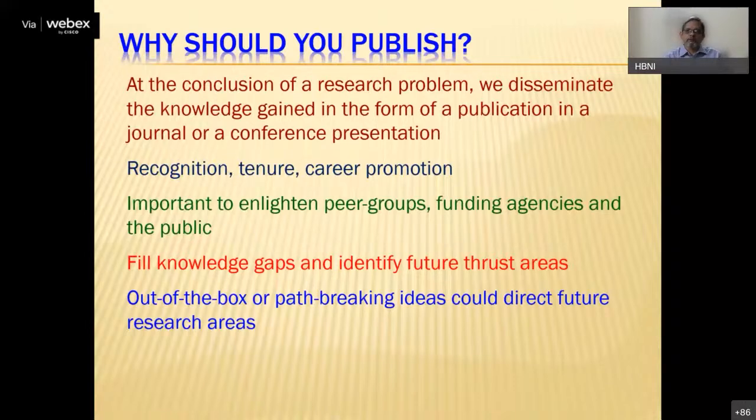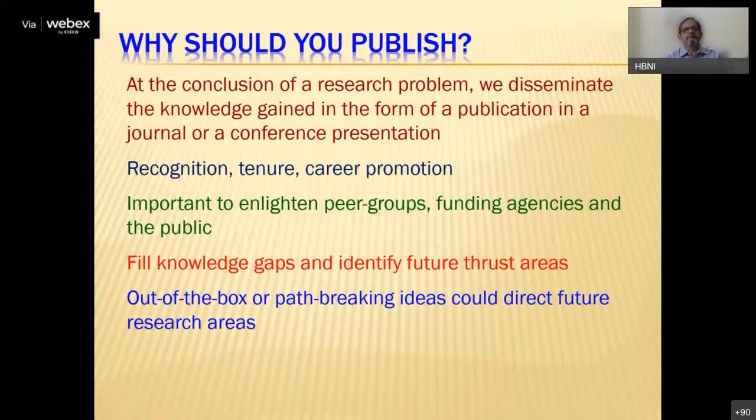Then, of course, if your research has been supported by some funding agencies, then publication is a natural consequence of the funding which you have obtained. And this is like an answer to the funding which you have obtained from a particular funding agency. And finally, you have the public to whom you owe this knowledge, because ultimately when research benefits, the public also will have trust in what you're doing and indirectly support you further.